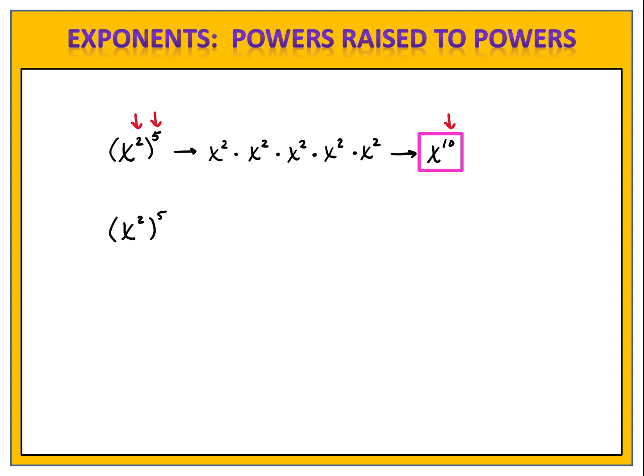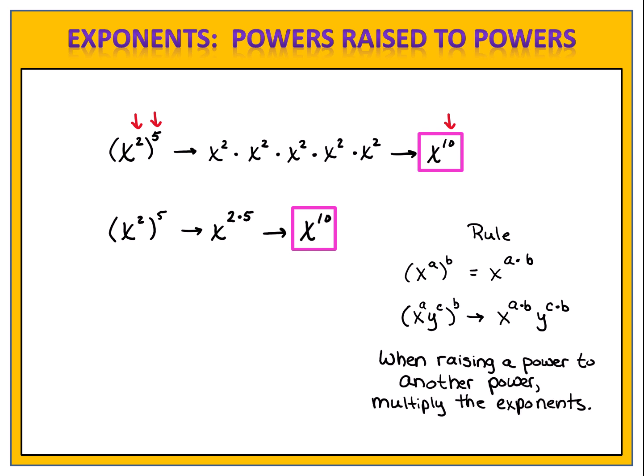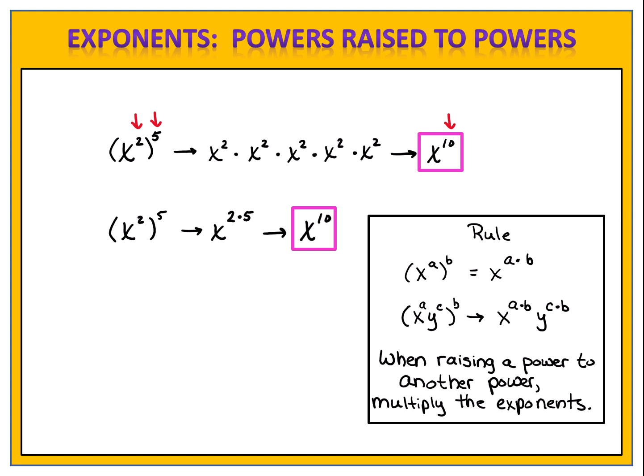So we can use a little bit of a shortcut. When we have a power raised to a power, all we have to do is multiply those exponents together, and that will give us our answer. It's as simple as that. A general rule: if we have x to the a to the b power, we get x to the a times b. And similarly, if we have different bases, we simply multiply the exponent for each base by the exponent on the outside of the parenthesis. In English, we would say, when raising a power to another power, multiply the exponents.